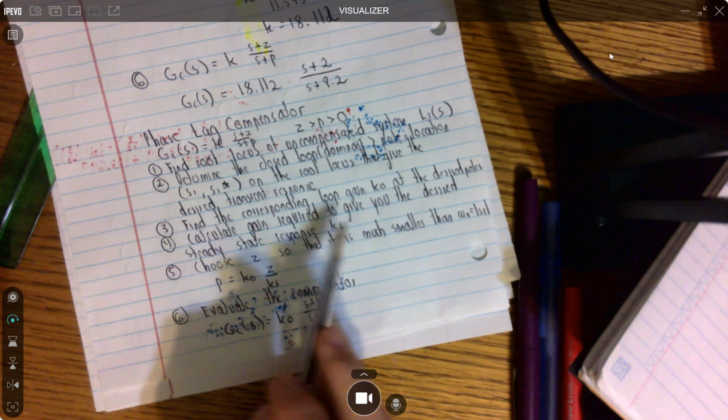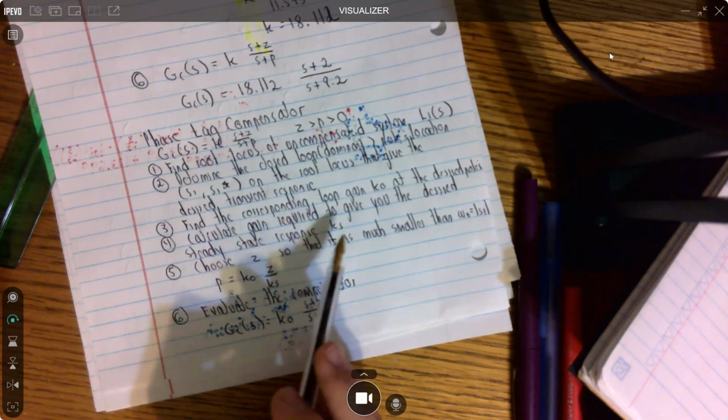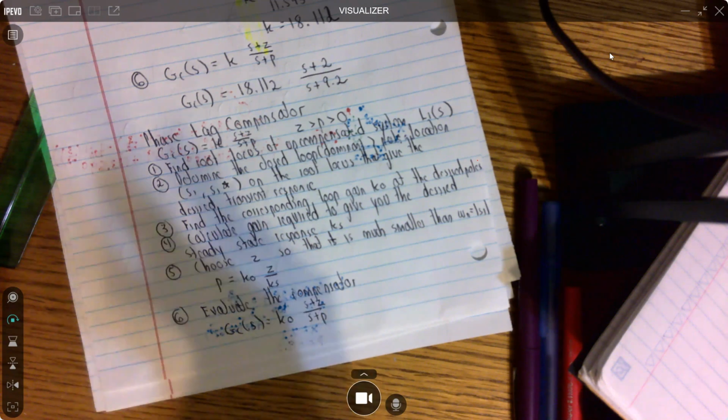And so that's told by MATLAB. Then you calculate the gain required to give you the steady state. So that's called K best, the amount of gain to give you the steady state. You choose your z, and then you find p using this formula. And then you've got your z, your p, and your K0. So then you evaluate the compensator.